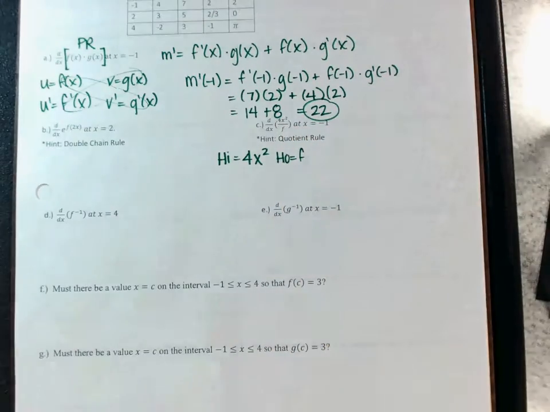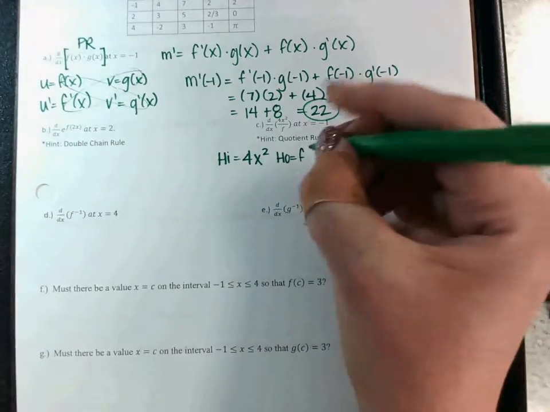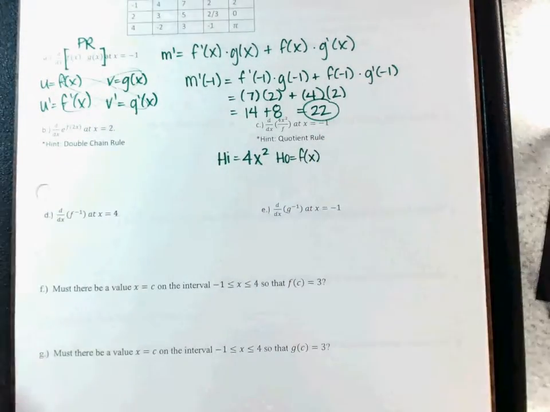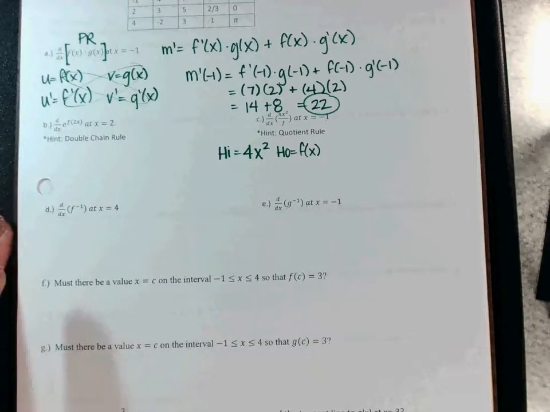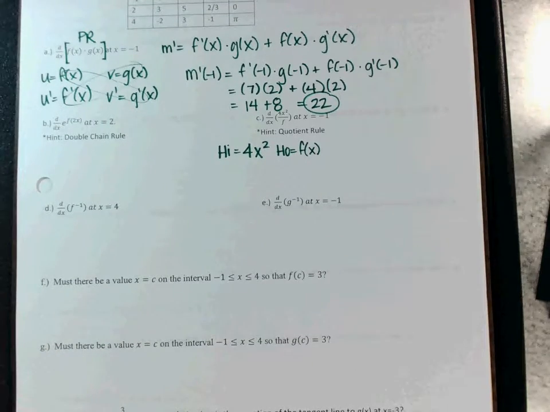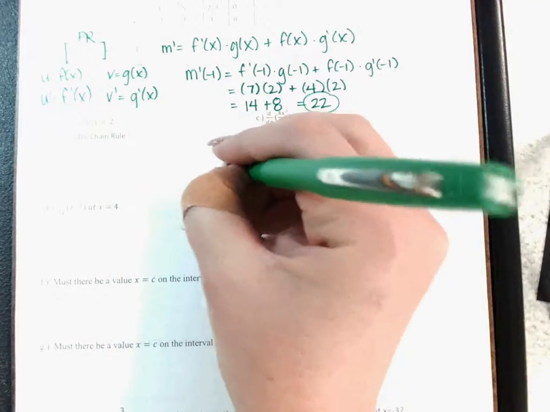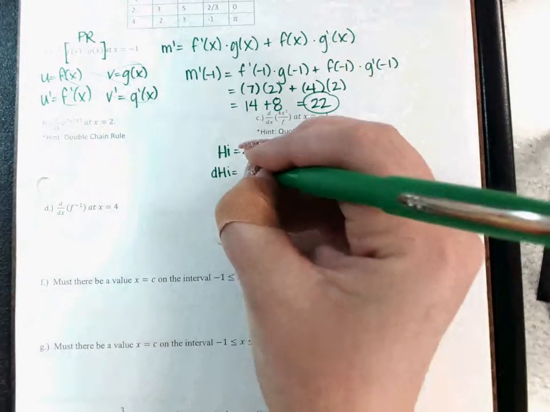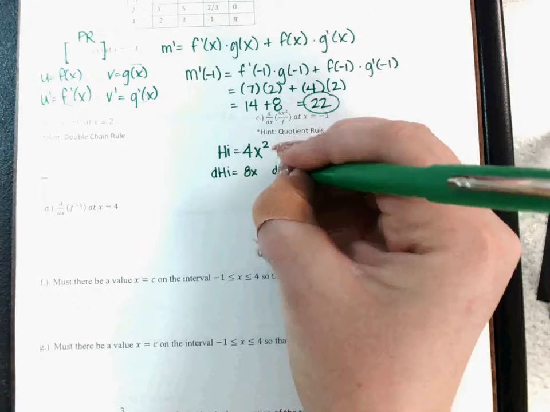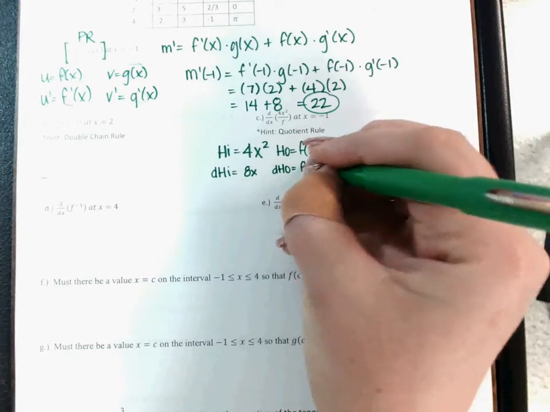Now, there were a couple people, I can't remember who it was, that were confused about if f is different than f of x. The answer is no, it's the same. So if you want to put f of x, that's fine. But if it's f, it's implied that x is the x value. Okay, then my d high, what's the derivative of the top? 8x. What's d ho, the derivative of the bottom?